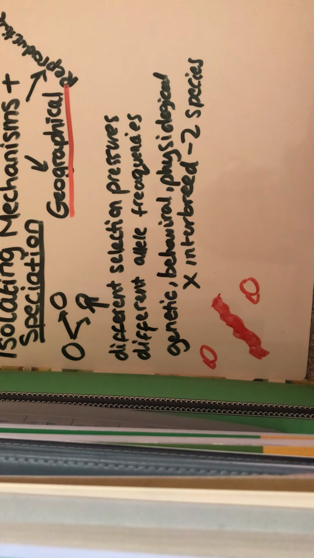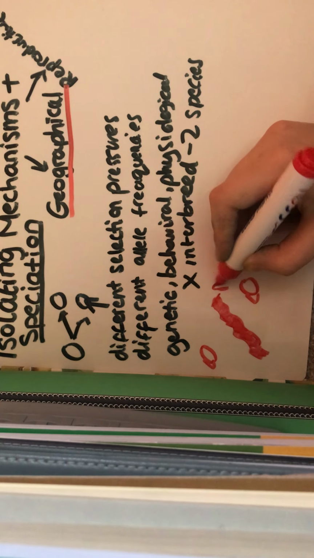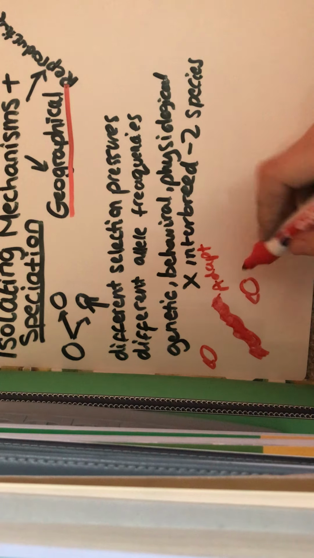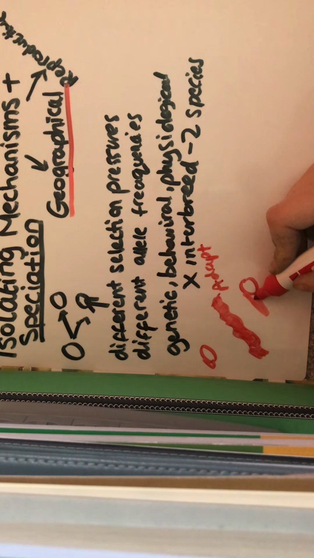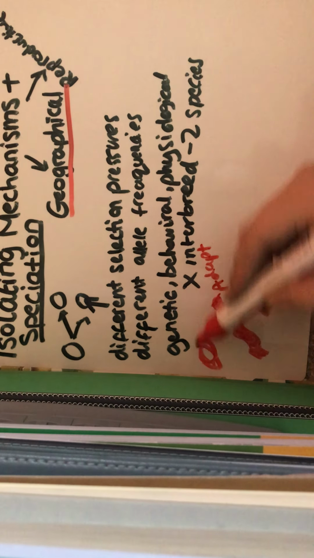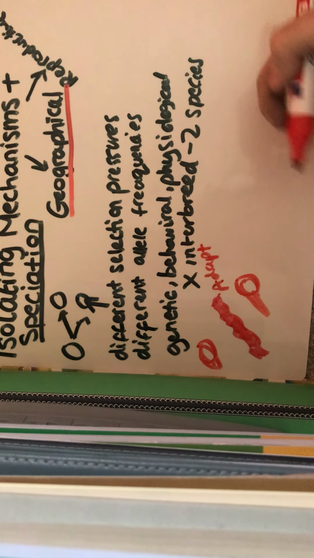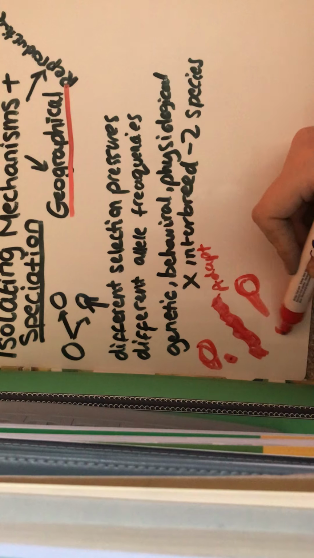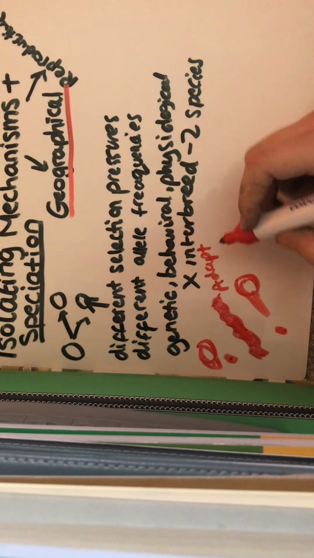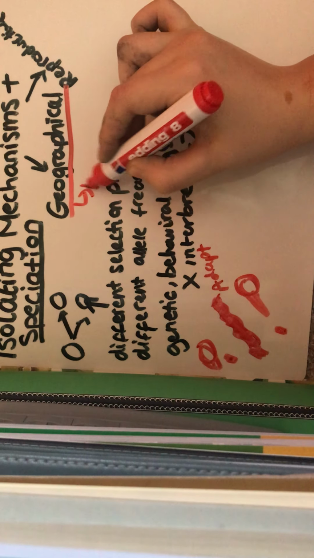Each population adapts to its environment. So these finches might have long beaks. These ones might have bigger but more squashed beaks because of the different seed shapes that they've got. And this is allopatric speciation.